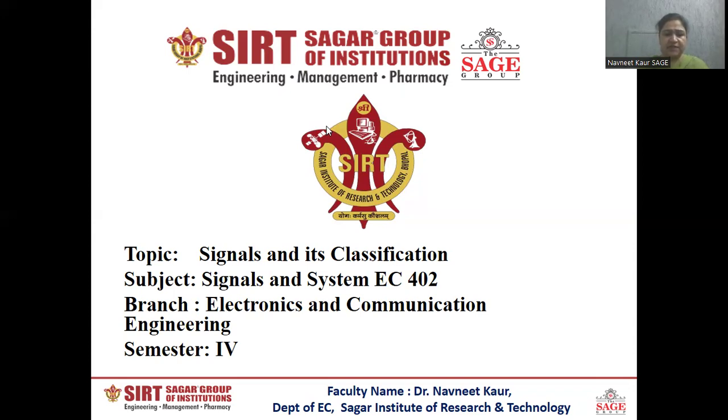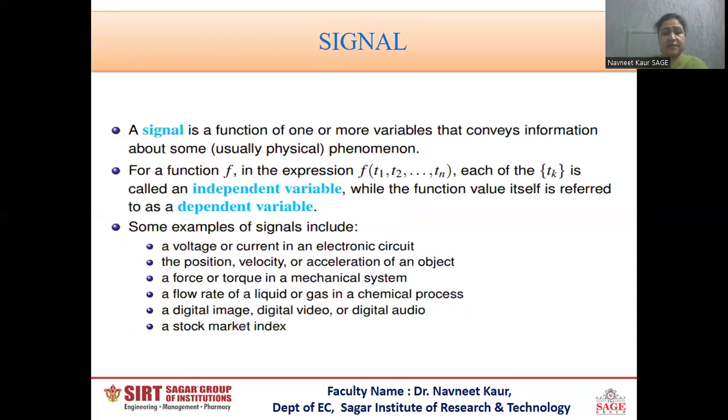The topic which I will discuss in this lecture is signals and its classification. Now first, we will see what is a signal. A signal is a quantity which contains some information. It can be a function of one or more variables. It can be expressed as a function of any variable, say time t1, t2, up to tn. Each of the tk is called an independent variable, while the function value itself is known as the dependent variable.